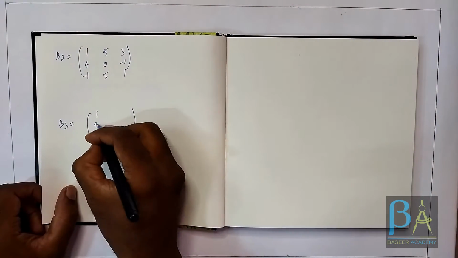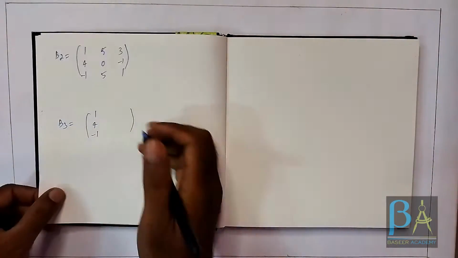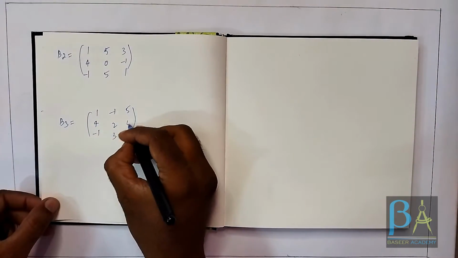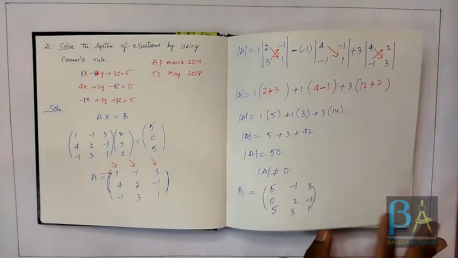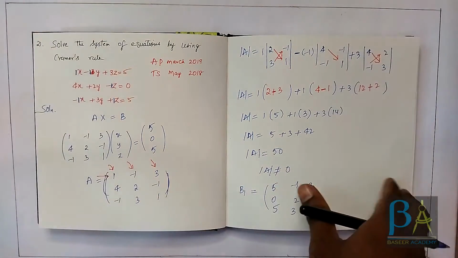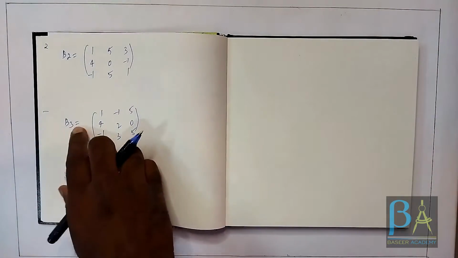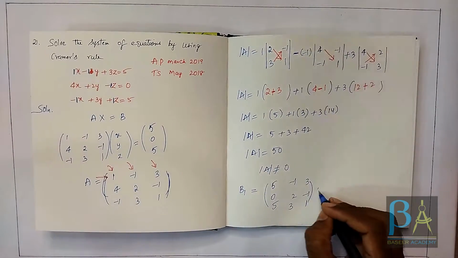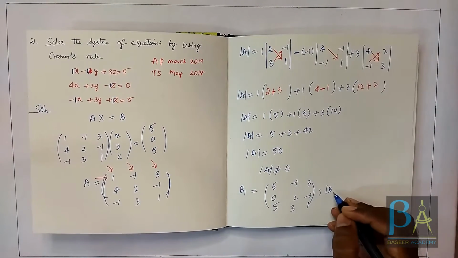So the first two columns, I'm going to write them as it is. No changes whatsoever. The third column, I'm going to replace that by 505. Now, once you do that, you are supposed to find out the determinant of B1, determinant of B2, and then determinant of B3. Let us first find out determinant of B1.